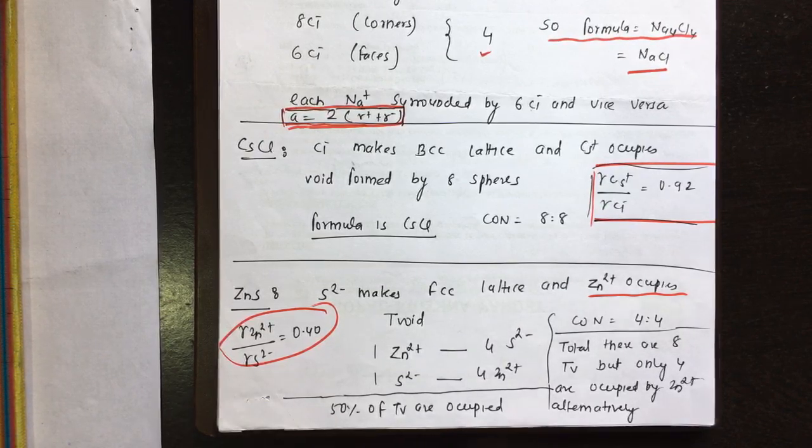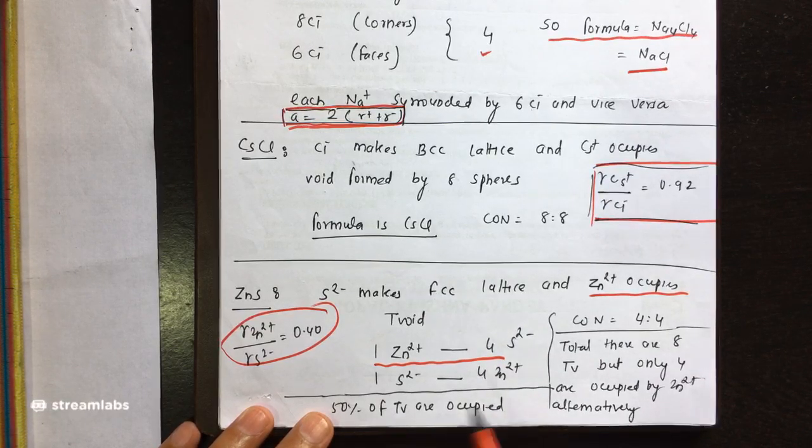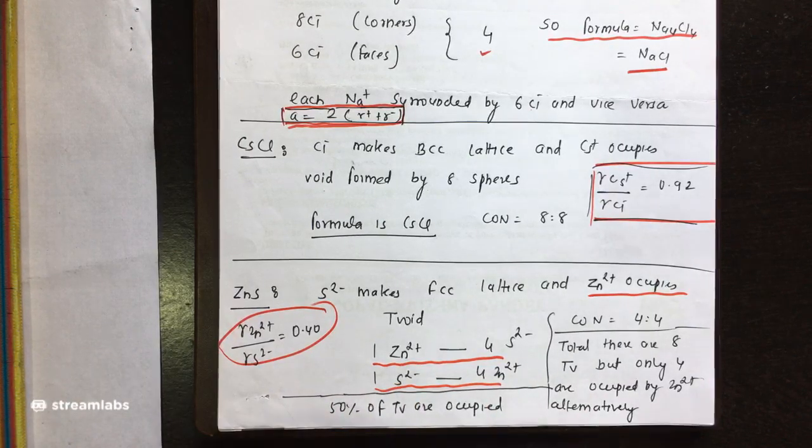So each zinc ion will be surrounded by 4 sulfide, dear students. And the reverse, one sulfide will also be surrounded by 4 zinc ion. Why? Because the formula is what? ZnS, 1:1. So coordination number will be what? Simple. It will be in the same ratio as earlier, 6:6, 8:8. Now here it is coming as 4:4.